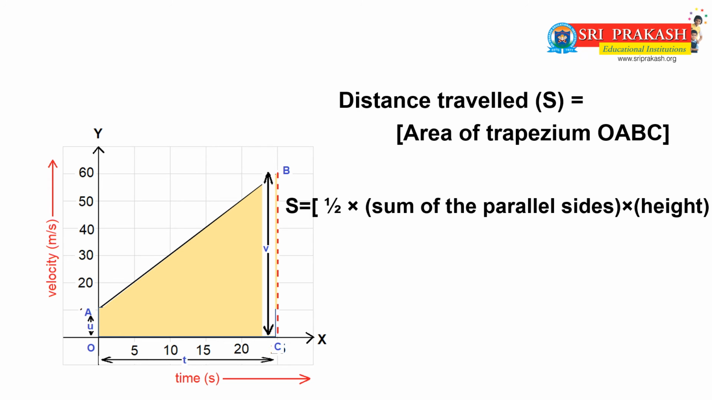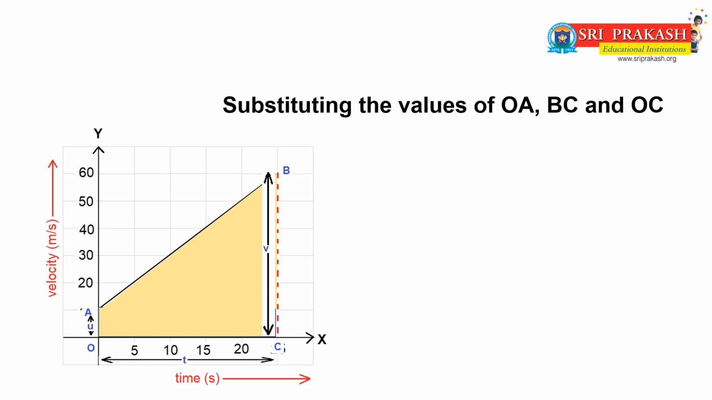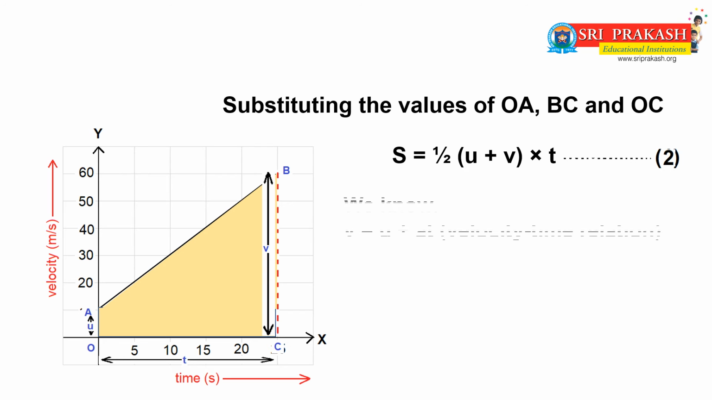OABC, which is equal to half into the sum of the parallel sides multiplied with the perpendicular distance, which we call height. S is equal to half. The two parallel sides are OA and BC, and the perpendicular distance is OC. Substituting the values of OA, BC and OC in the above equation, we get S is equal to half into U plus V multiplied with T. Let this be equation 2.